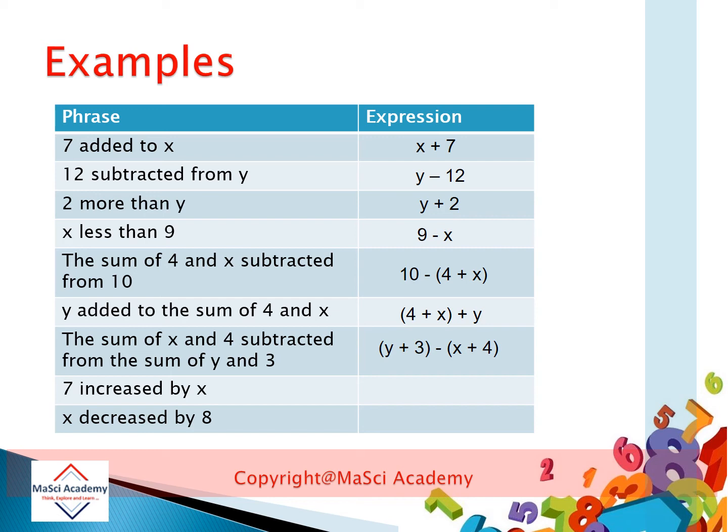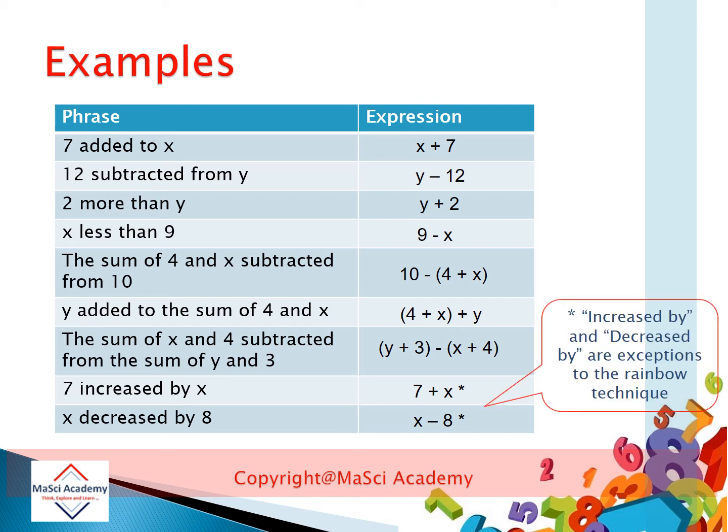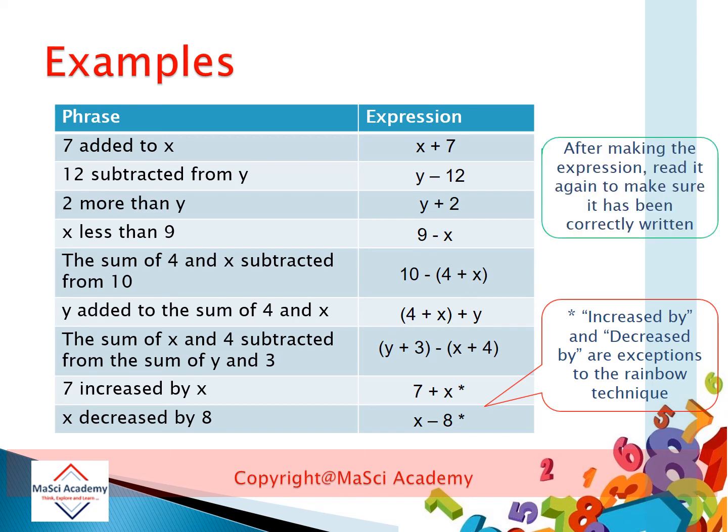The next two examples are very important. Let's have a look at them. 7 increased by x becomes 7 plus x, and x decreased by 8 becomes x minus 8. Here, increased by and decreased by do not follow rainbow. They form expressions the way they are read, that is, from left to right. So after making expressions, do read it again and make sure it has been correctly formed.